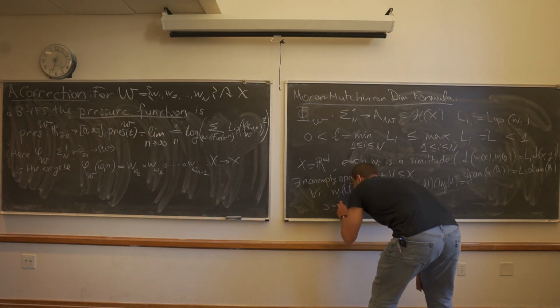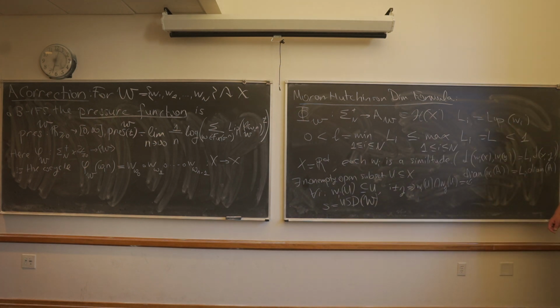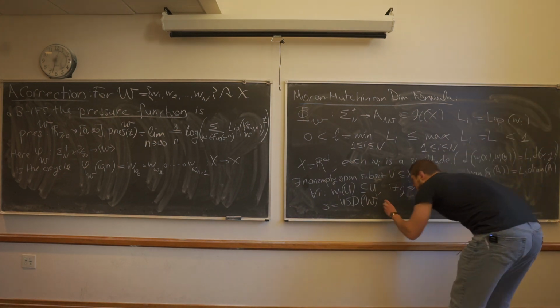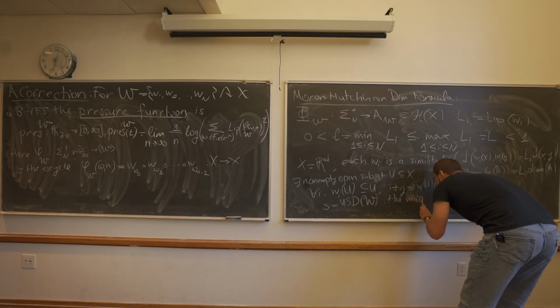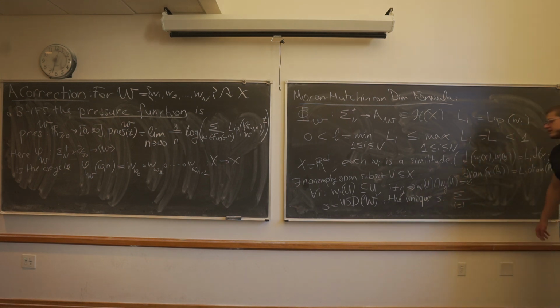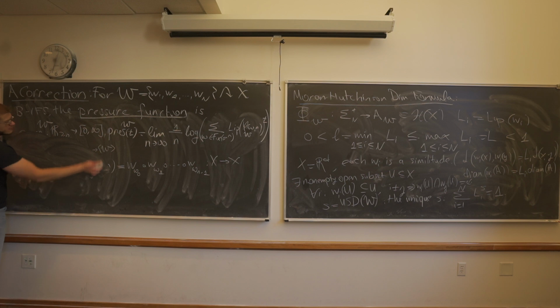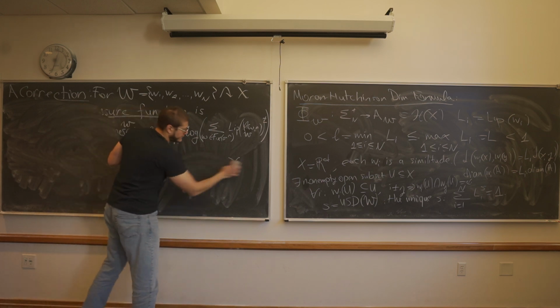So the upper similarity dimension of W, by definition, is the unique non-negative number S such that if I were to take the S powers of Li's and add them up, I get 1. Okay. First claim is that the S-dimensional Hausdorff measure is a finite number.